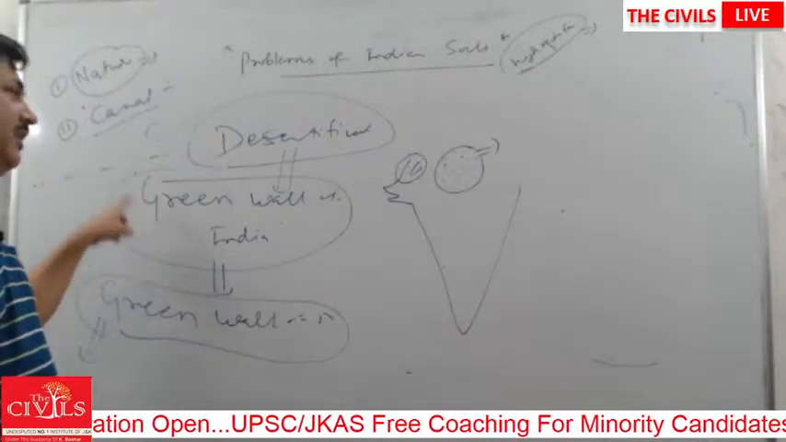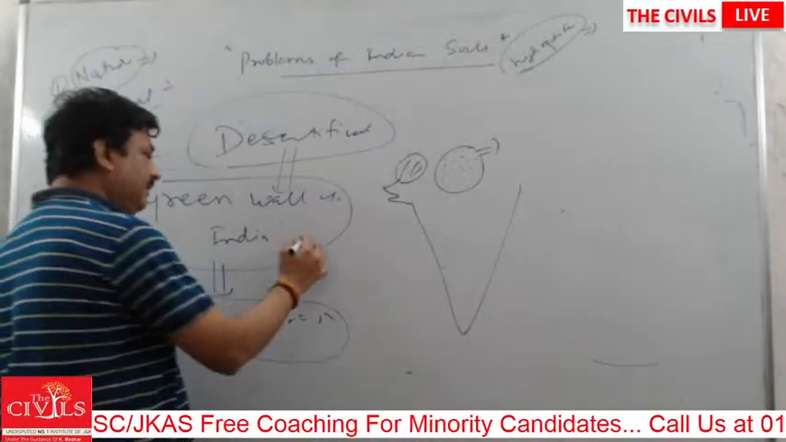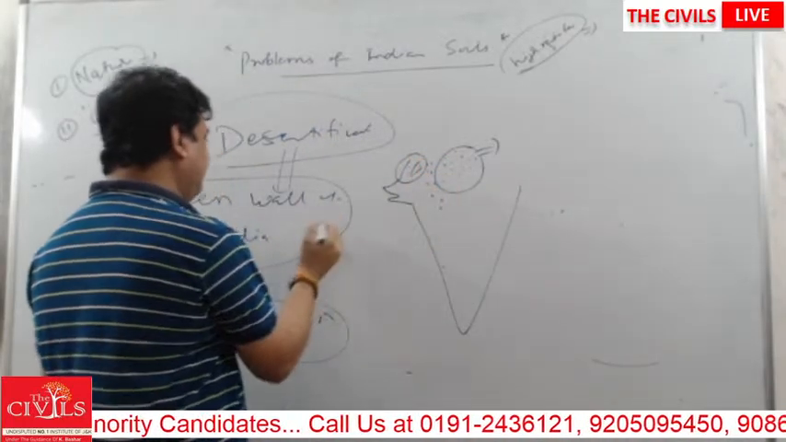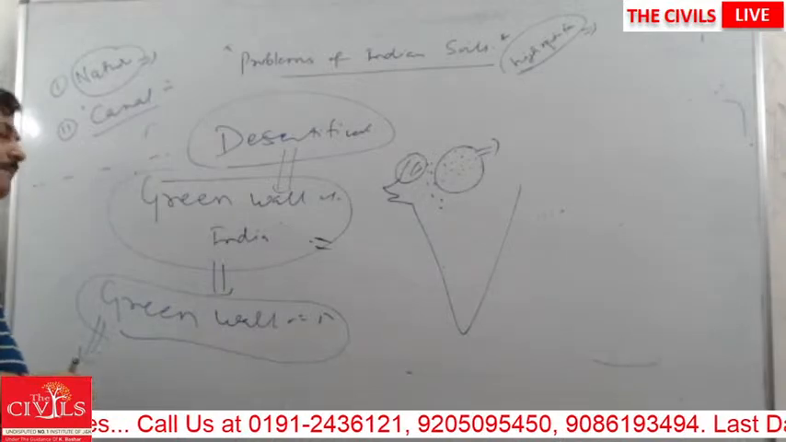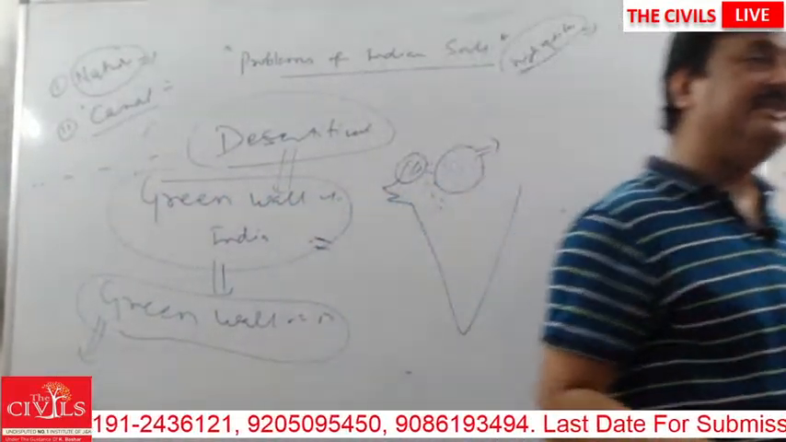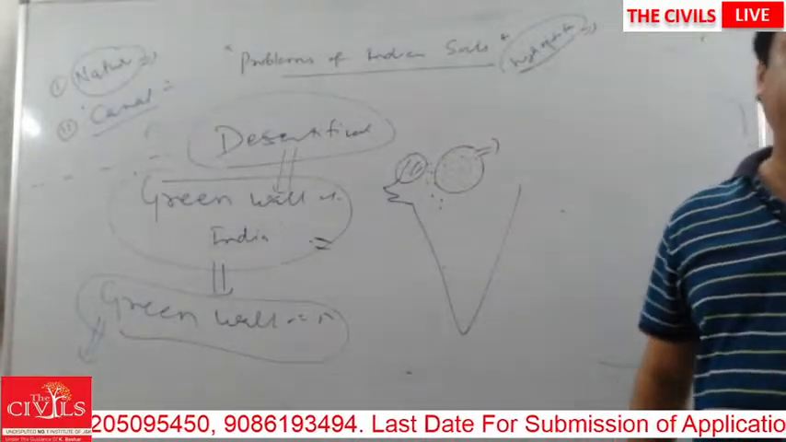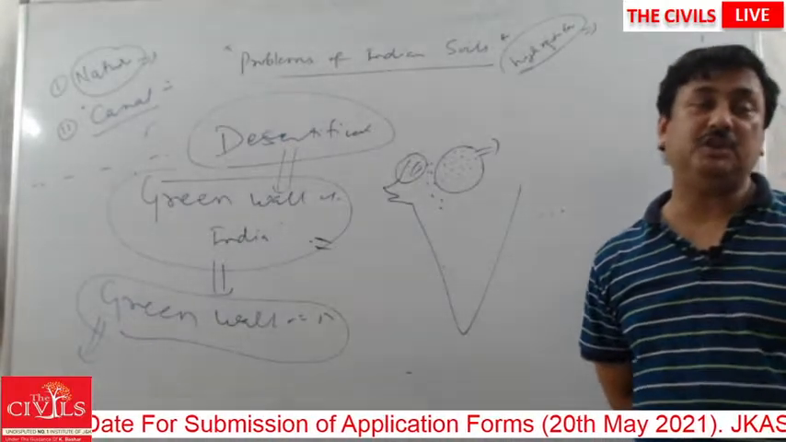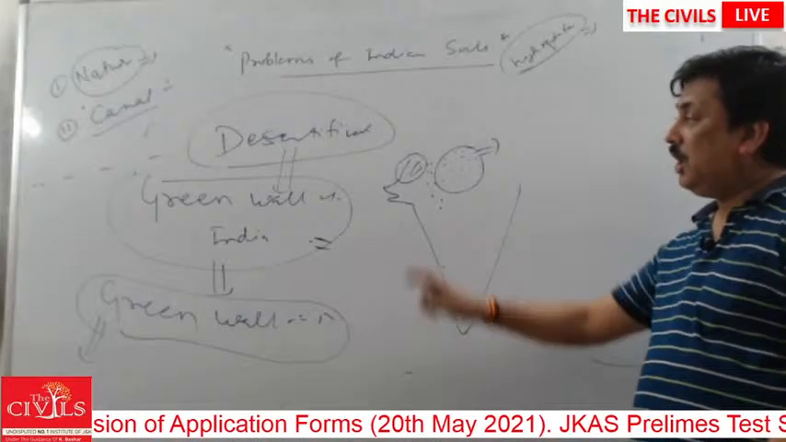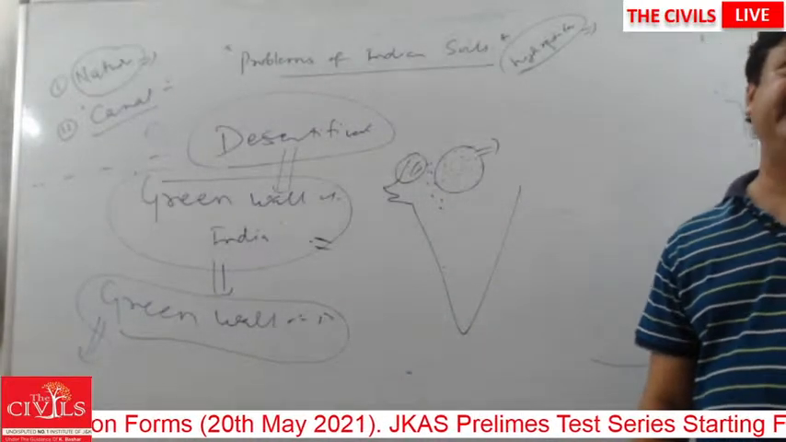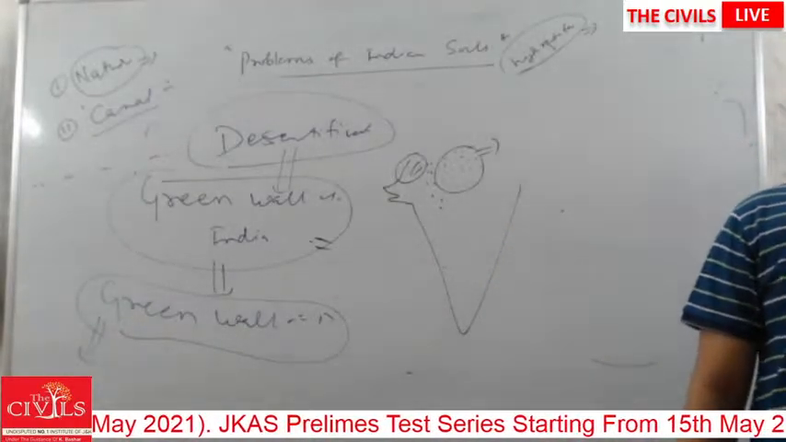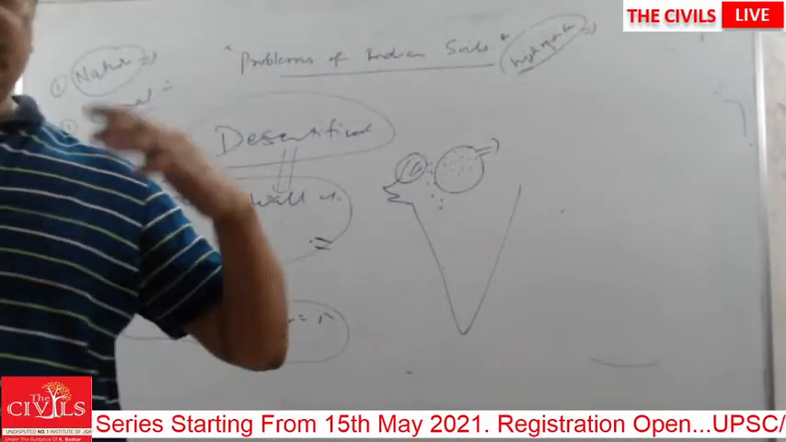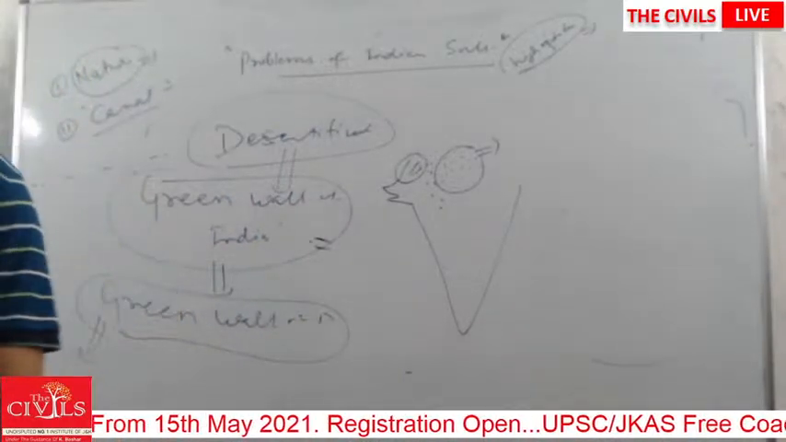Just like that, we have also formulated a plan to make a green wall from Gujarat to Delhi. This green wall project of India is a project of planting trees in rows from Gujarat to Delhi. And the purpose is to slow down desertification and also to save metropolitan cities like Delhi and many cities of Haryana and Punjab from the dust which comes from the Thar Desert.